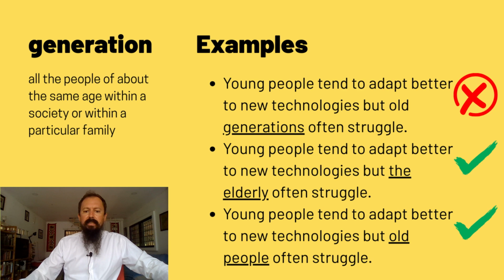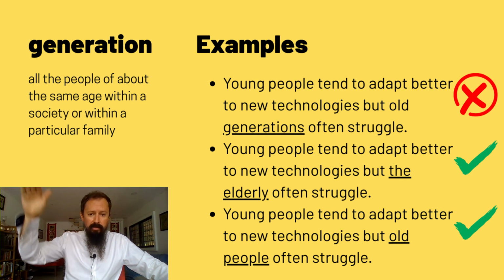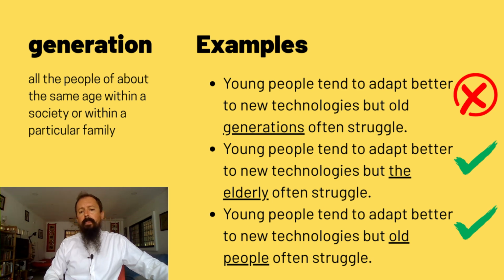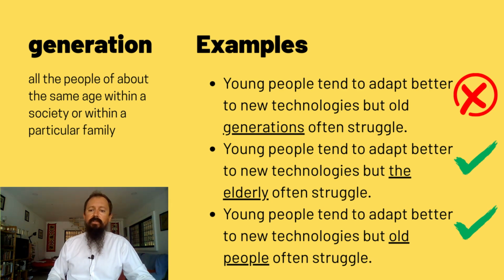Right, the next word is related to that, and in fact, the next few words are related. This is generation. So a generation is all of the people about the same age within a society, and we can also use it within a particular family. So grandparents, parents, children, these are each generations. So we talk about generations as groups of people like Gen X, Gen Z, millennials, baby boomers. I know I didn't put them in the right order there, but groups of people that share a sort of age range, but also sort of cultural, societal values. But again, it is not an acceptable synonym for people.